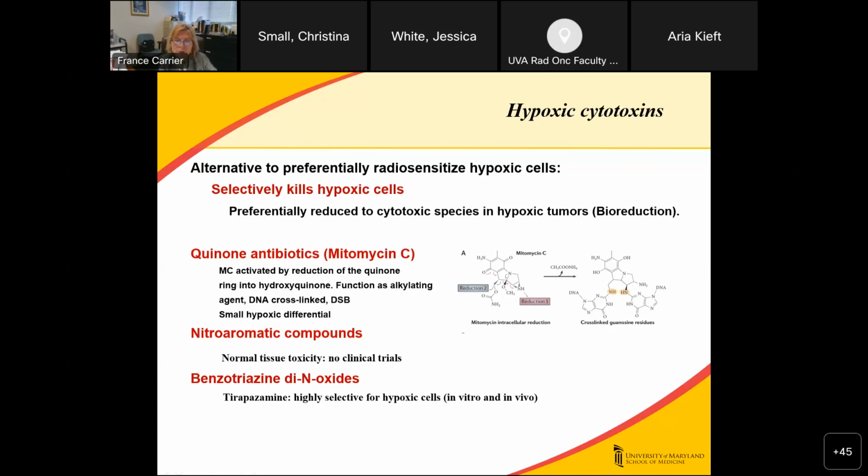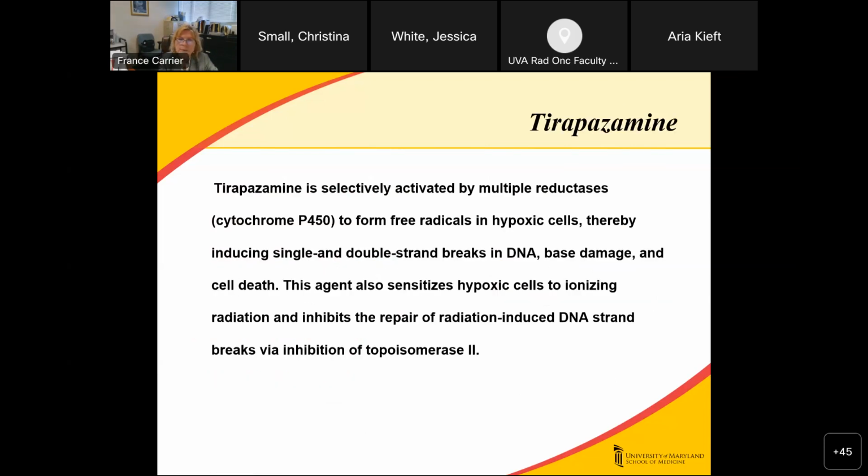But the differential effect between hypoxic and normoxic is rather small. Another compound that has been tried was a nitroaromatic compound that could be activated, but there was a lot of normal tissue toxicity, and no clinical trial was tried with this one. And the one that has been most effective in this way is tirapazamine, which is a benzotriazine di-N-oxide, highly selective for hypoxic cells in vitro and in vivo. And I'll show you a couple of slides on this one.